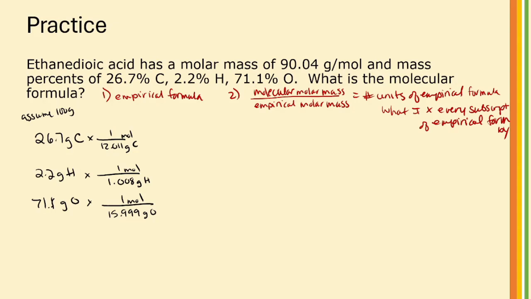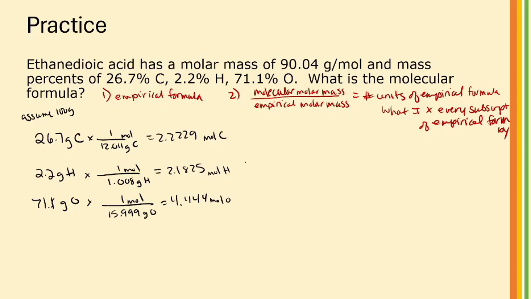Okay, 26.7 divided by 12.011 equals 2.229. And 2.2 divided by 1.008 equals 2.183, say 25. And 71.1 divided by 15.999 equals 4.444. That's how many moles of carbon, moles of hydrogen, and moles of oxygen I have.